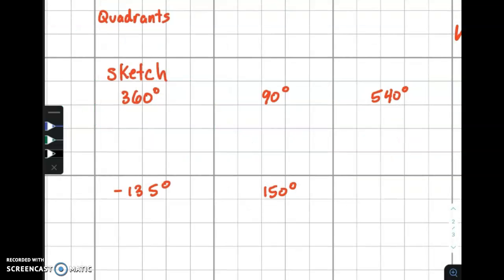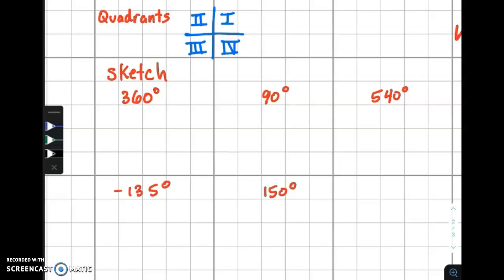Next, we're going to talk about quadrants. So when you look at the x and the y axis, you have 4 quadrants. You've got quadrant 1, quadrant 2, quadrant 3, and quadrant 4. And that moves counterclockwise in the positive direction.